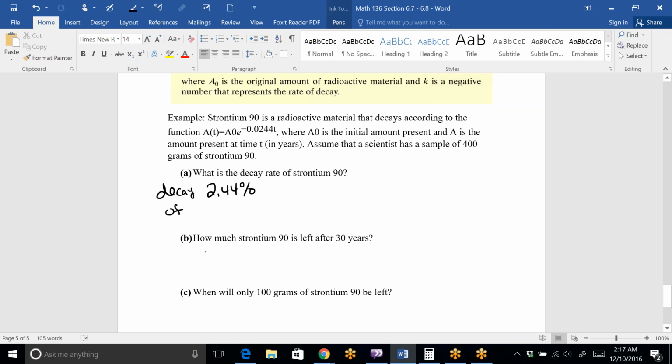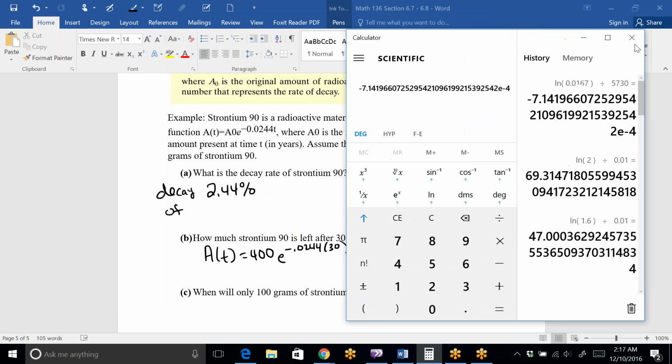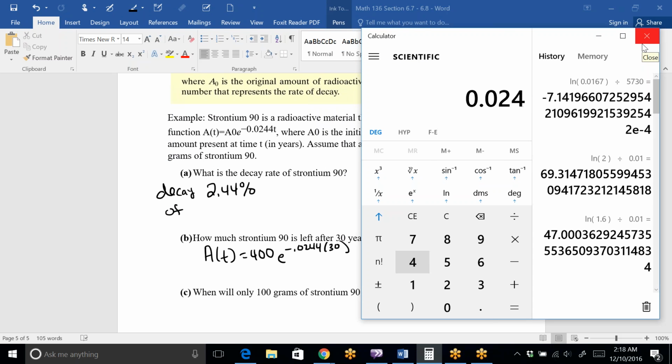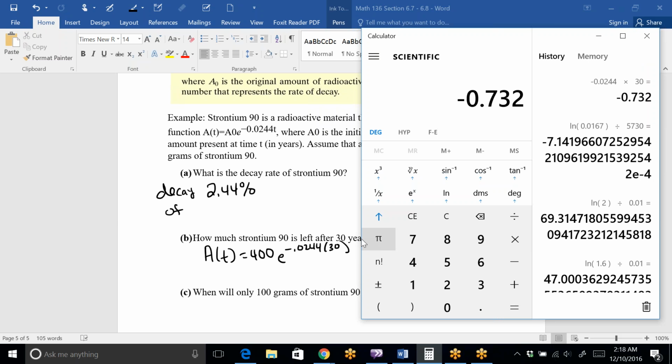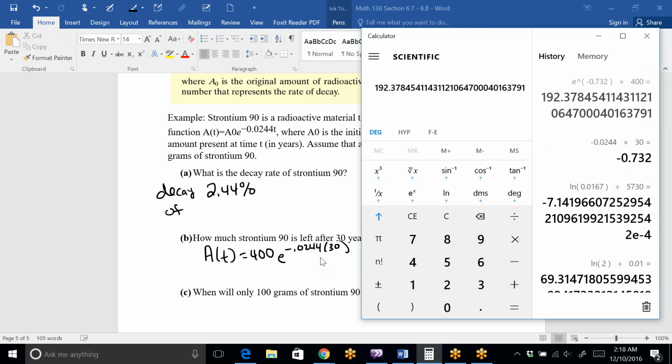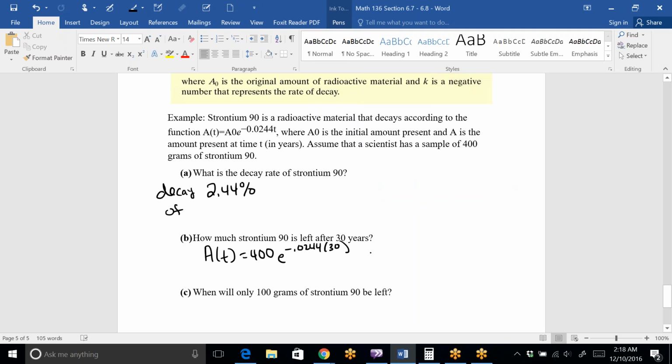We just need to look at what we have. So A(t), we started out with 400. We have our decay rate, and we know that it's going to go on for 30 years. So this is just plugging into the formula. I'm going to do the exponent part first. So negative 0.0244 times 30, that's going to be my exponent. I want to raise e to that power, and then times that by 400. So I'm only going to have 192.4 grams left over.